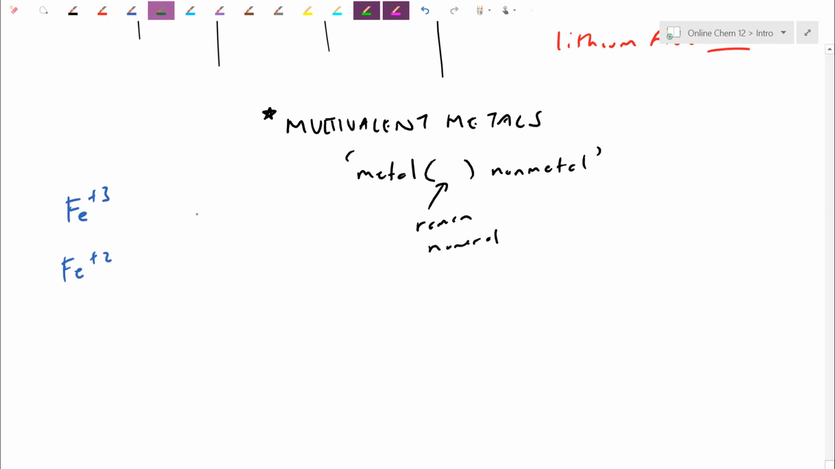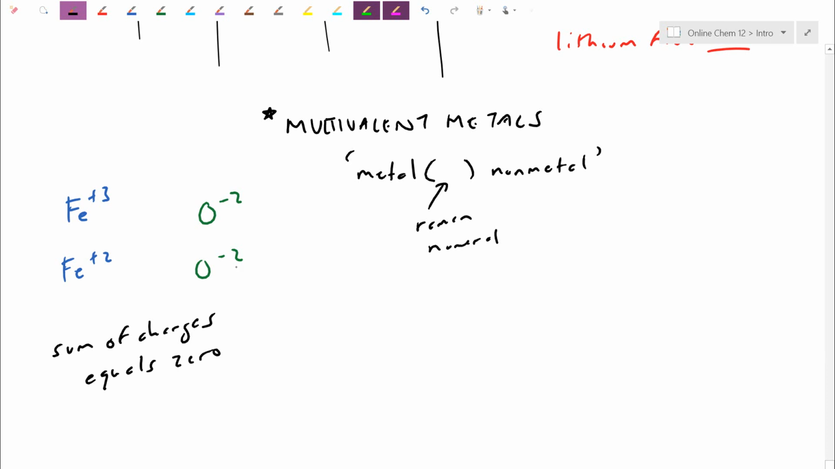Let's bond iron with oxygen as an example. Depending on which charge it is, the rule is we need to transfer electrons until the sum of charges equals 0, until the positives cancel the negatives. So the iron +2 and the oxygen -2 here, this one's a little bit easier. That one would just become FeO, right?